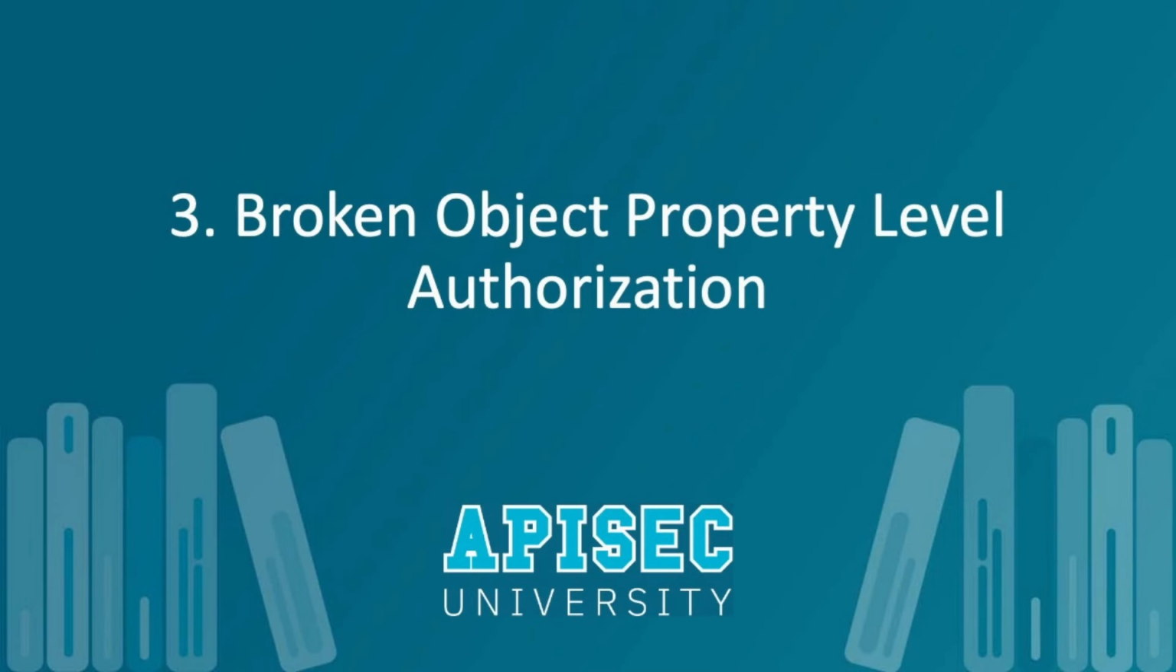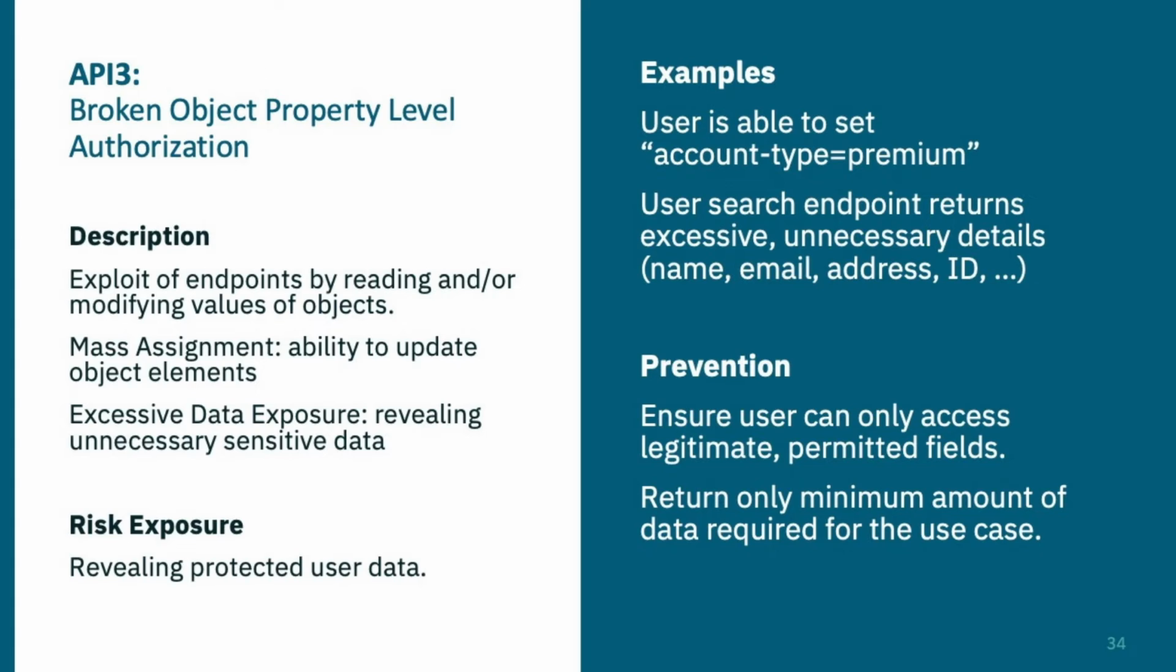All right, next up, this is broken object property level authorization. This is a new entry into the top 10, but it's actually in some ways a merger of two of the old categories: mass assignment, which is really about the ability to update object elements within an API endpoint, as well as the old excessive data exposure category, which is about revealing unnecessarily sensitive data for the particular use case of that particular application.